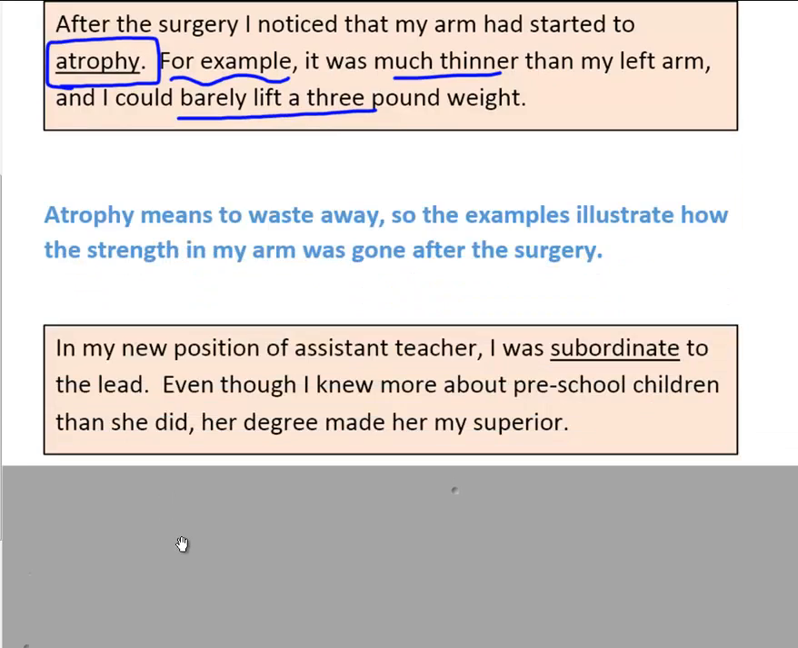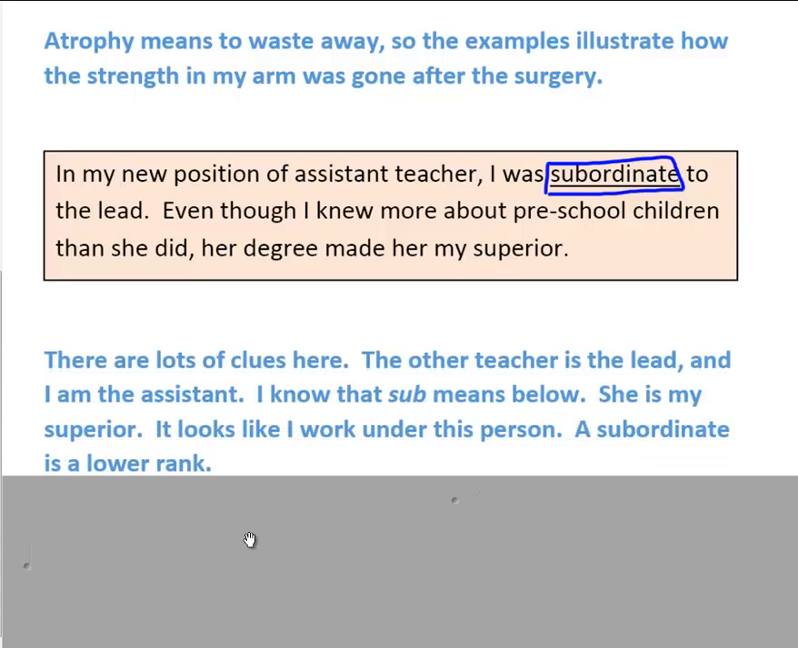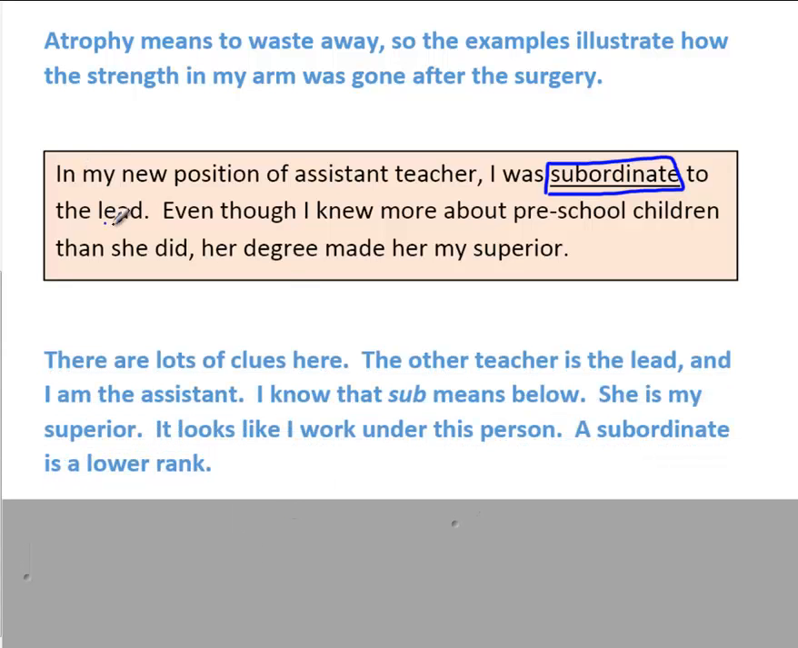What about this one? In my new position of assistant teacher, I was subordinate to the lead. Even though I knew more about preschool children than she did, her degree made her my superior. Can you use context clues to figure out the meaning of the word subordinate? There's lots of clues here. The other teacher is the lead, and I am the assistant. I know that sub means below, and down here it says that she's my superior, so it looks like I'm working under this person, and that would be correct. A subordinate is somebody who is a lower rank.